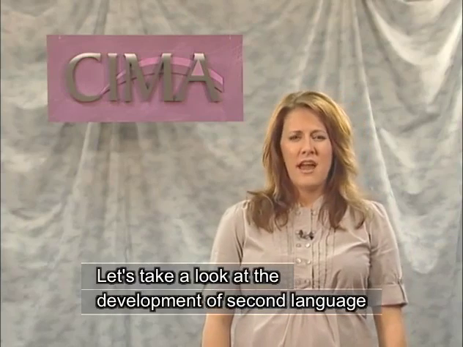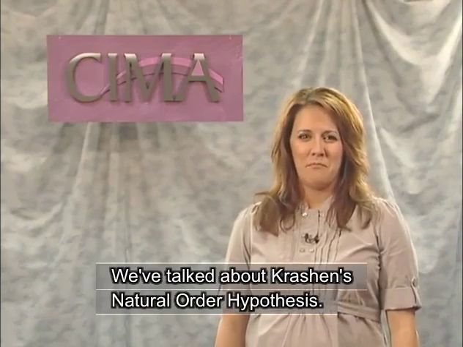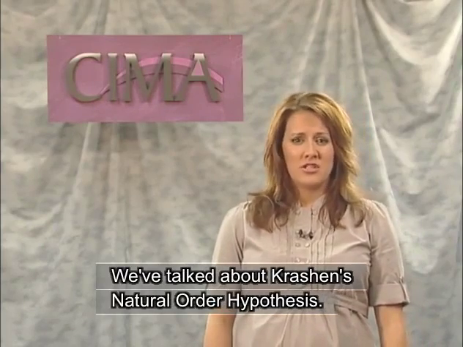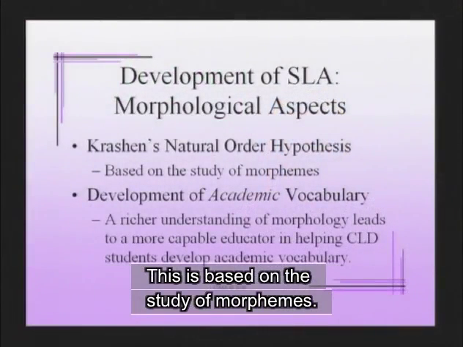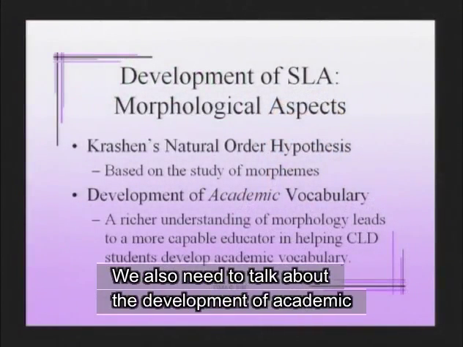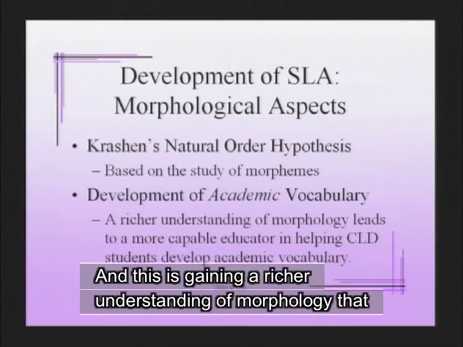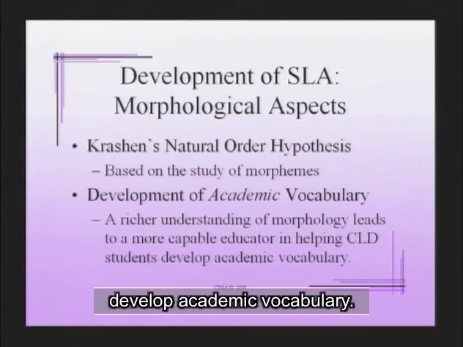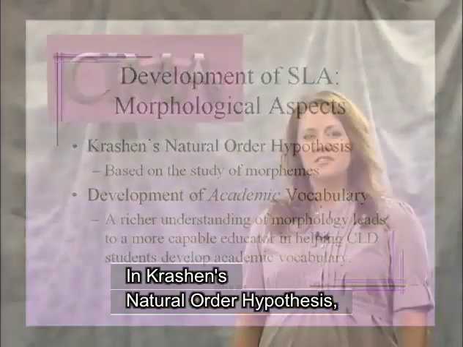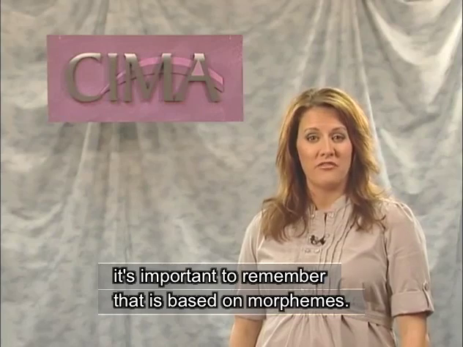Let's take a look at the development of second language acquisition from a morphology standpoint. We've talked about Krashen's natural order hypothesis, and this is based on the study of morphemes. We also need to talk about the development of academic vocabulary, and this is gaining a richer understanding of morphology that leads to a more capable educator in helping CLD students develop academic vocabulary. In Krashen's natural order hypothesis, it's important to remember that it is based on morphemes.